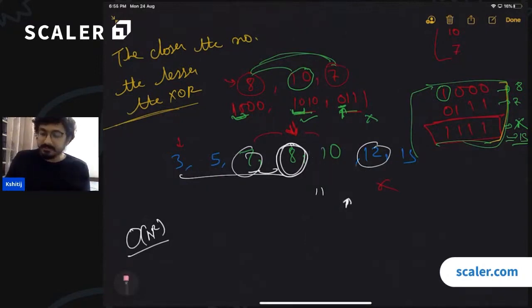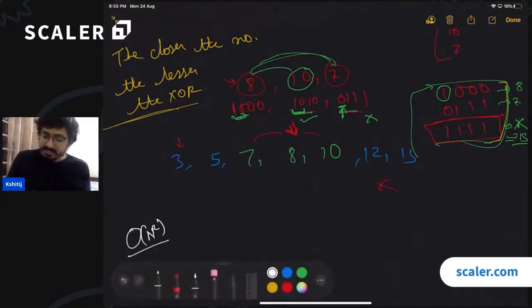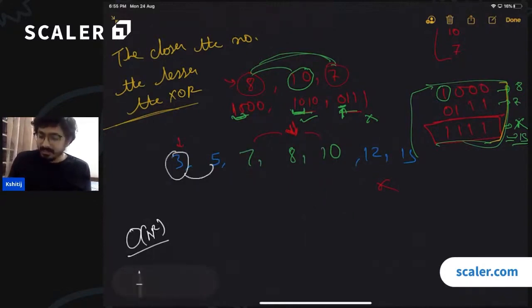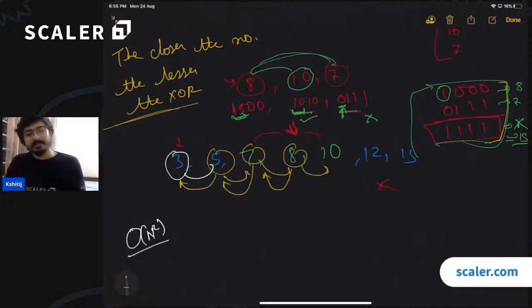So this is the intuition behind this: you sort the numbers and then for every number, you just check with the adjacent numbers. So for 5 you will be checking with 3 and 7. For 7 you will be checking with 5 and 8. For 8 you will be checking with 7 and 10, and so on. Okay, is this clear to everyone now? Or should we also try to prove this mathematically?